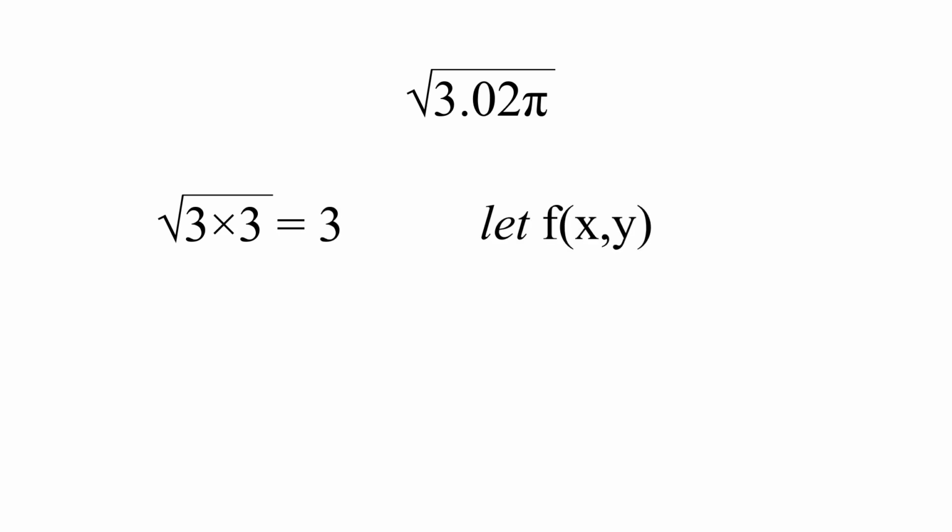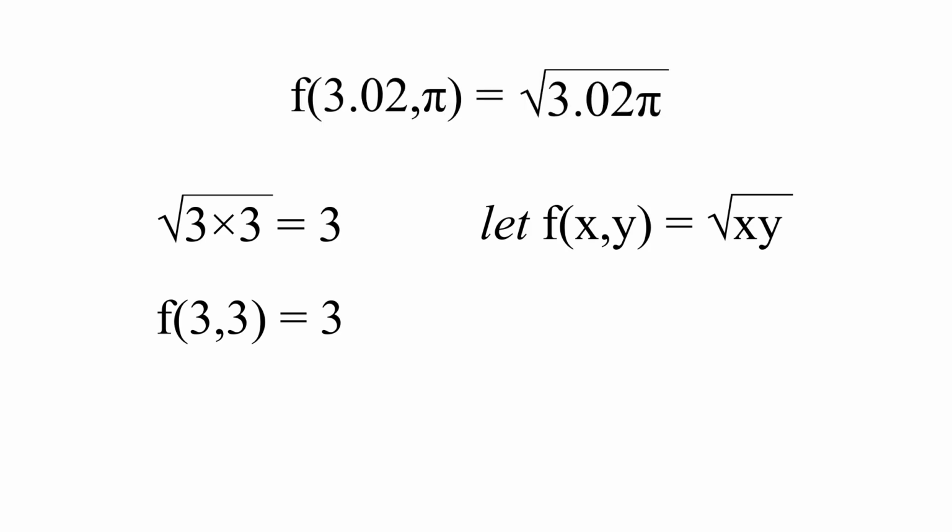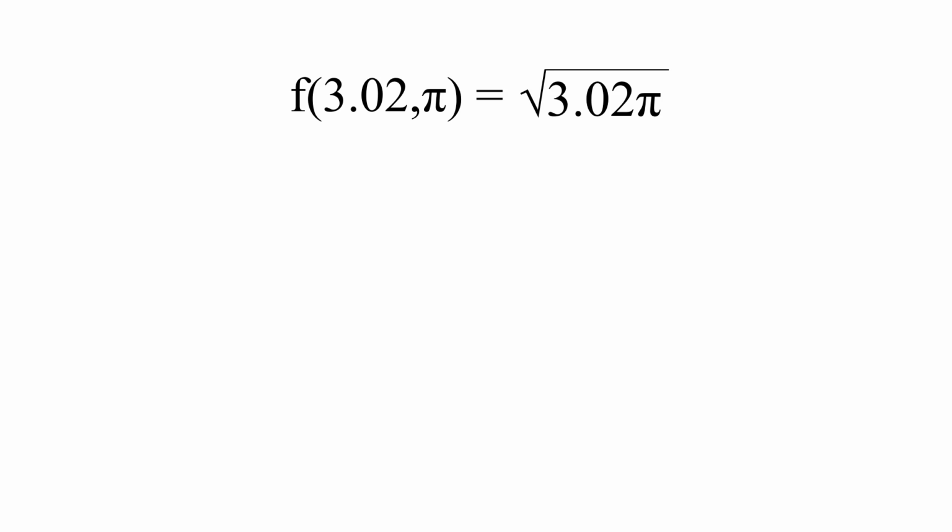Let's introduce the function square root of x times y. We know the value of this function at (3, 3), and we need to calculate its value at (3.02, pi). To do this, remember that the increment of a function is approximately equal to the differential of this function.